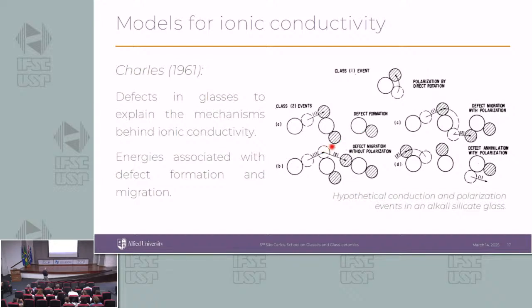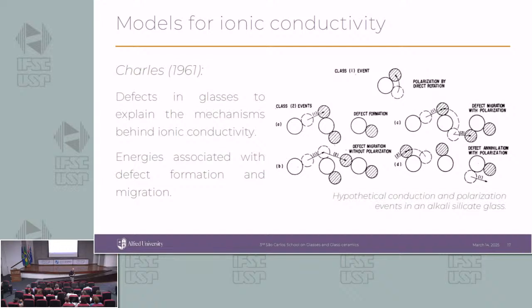So the first one that I want to point out is this defect formation. Once again, we can think about this as a non-bridging oxygen, and then you have the alkali jumping to the second part here. And that's what the author, Charles, called a defect formation. And then you can have a defect migration without polarization, with polarization, or defect annihilation with polarization. That would mean the things going back to place.